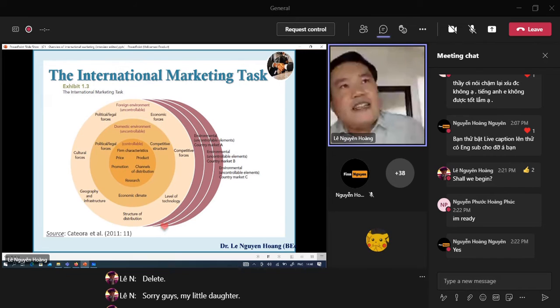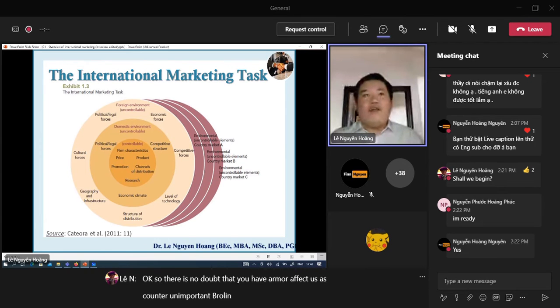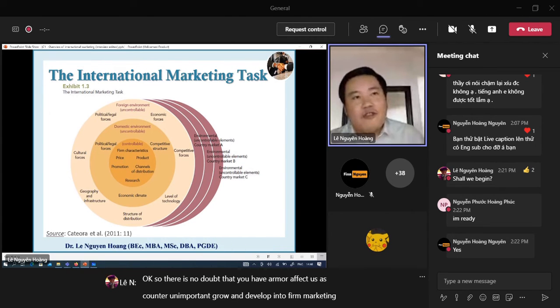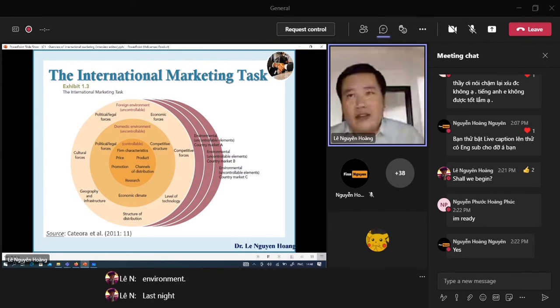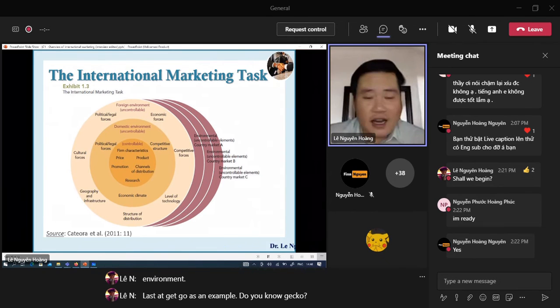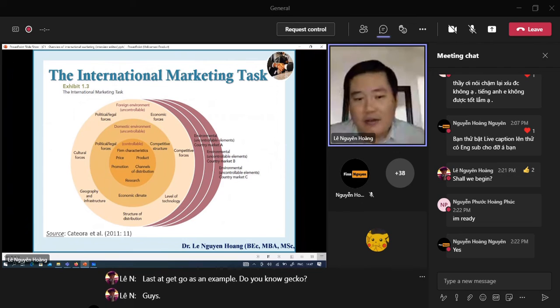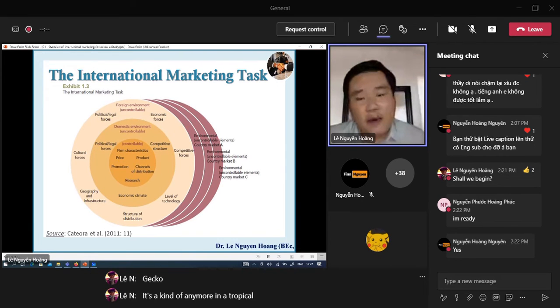Okay, so there is no doubt that environmental factors such as culture could take an important role in developing the firm's marketing plan. Unfortunately, we cannot change our external environment. Let's take the gecko as an example. Do you know gecko? Guys? Yes. Gecko is a kind of animal in tropical countries.